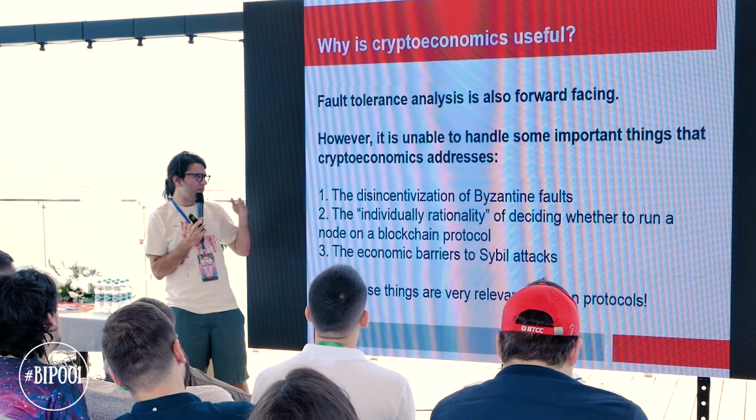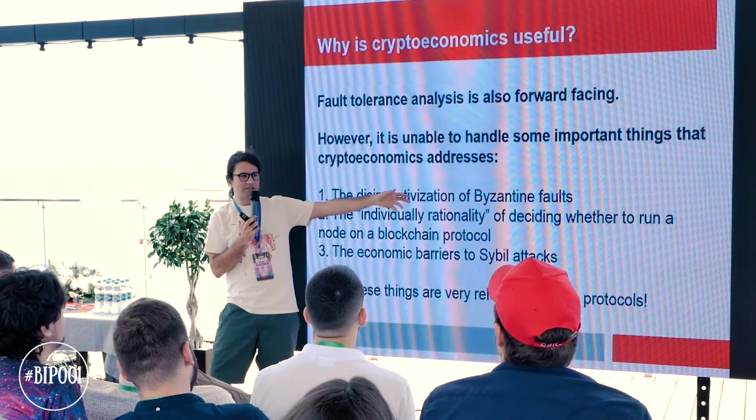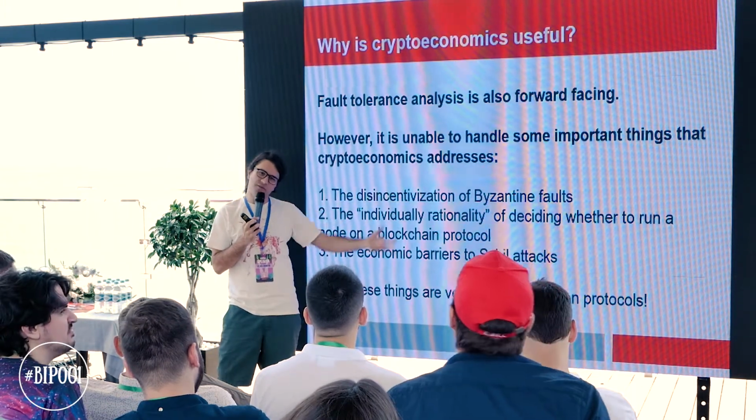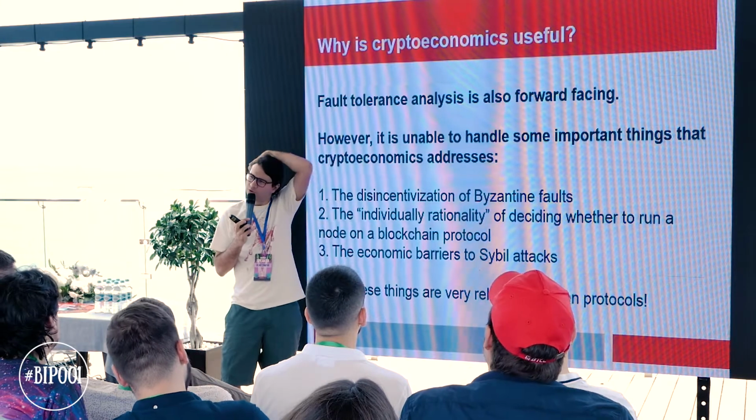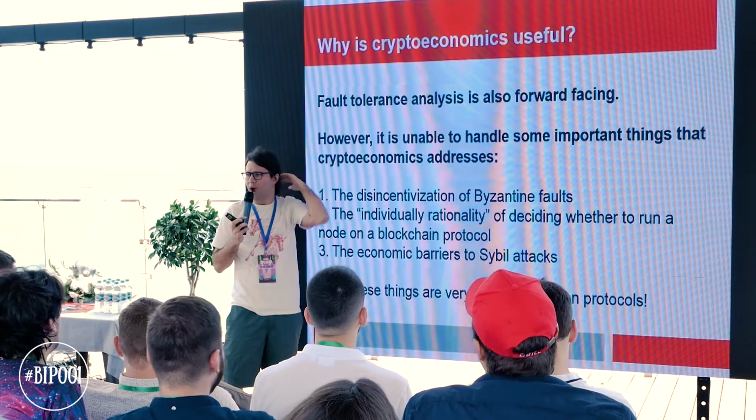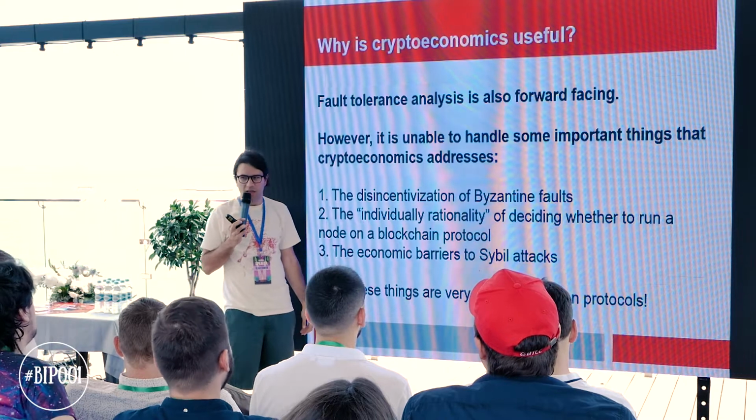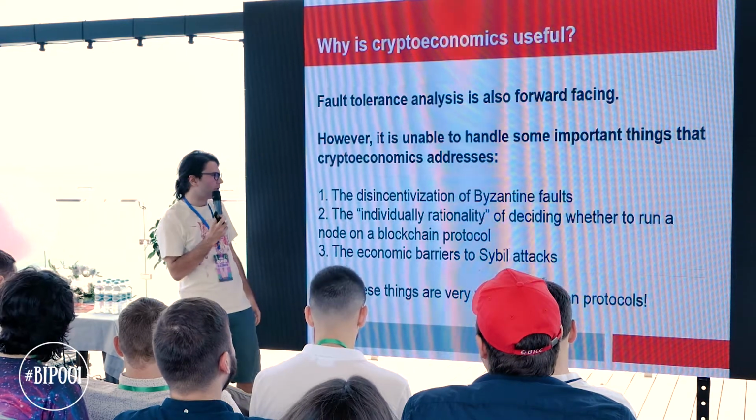For example, the disincentivization of Byzantine faults, right? Byzantine faults are assumed to have some number, and there's no real question in fault tolerance analysis of why they're happening, and how we could discourage them from happening.